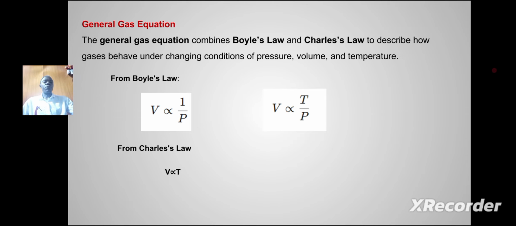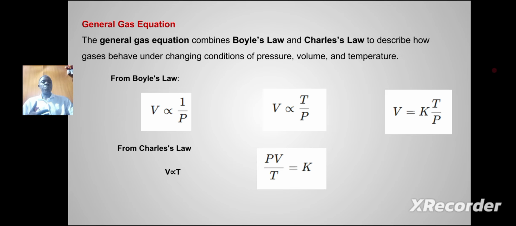It means that volume is directly proportional to temperature and inversely proportional to pressure, as you can see on your screen. This is the joint variation, basically just combining both of them together. Once we introduce a constant, we have volume is equal to kT over P. Once we rearrange, we have PV over T is equal to k. This is the general gas equation.